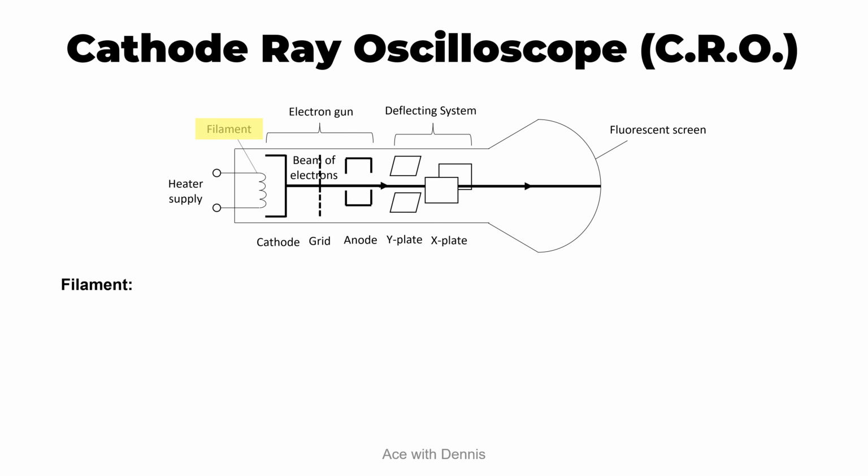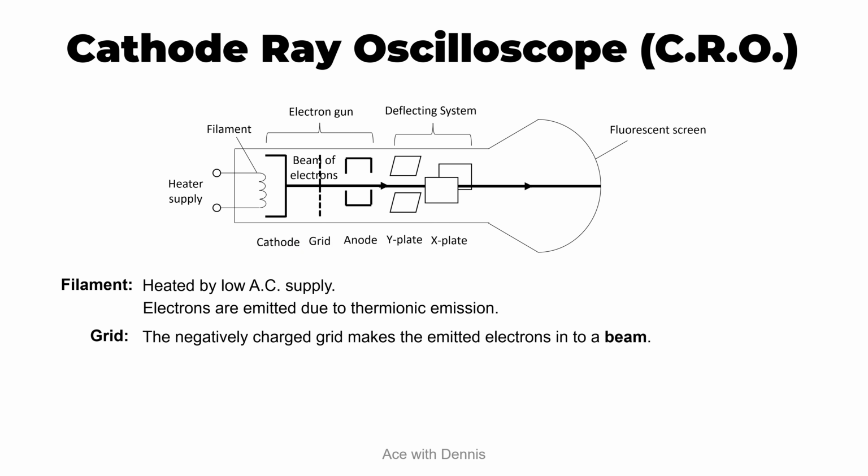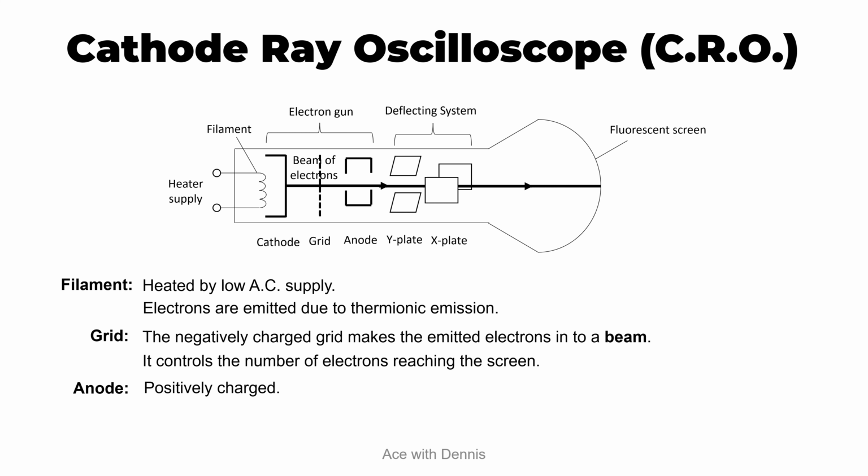Now, let's discuss the important parts of a CRO. We start with the filament. The filament is heated by a low AC supply. Electrons are emitted due to thermionic emission. Next, the grid. The negatively charged grid makes the emitted electrons into a beam. It controls the number of electrons reaching the screen. Then, the anode. The anode is positively charged. It is used to accelerate the electrons.